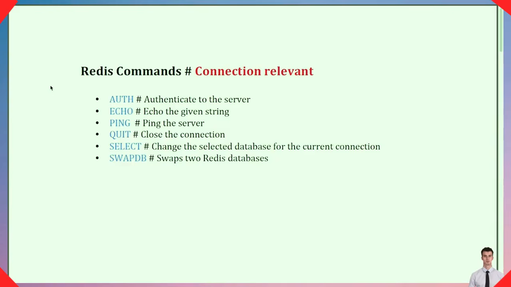Redis connection relevant commands. There are a couple of commands in Redis that are connection relevant, for example auth, echo, ping, quit, select, and swapdb. The auth command is utilized to authenticate to the server, echo is utilized to echo the given string, and ping is utilized to ping the server. The quit command is utilized to close the connection. The select command is utilized to change the selected database for the current connection. And swapdb swaps two Redis databases.